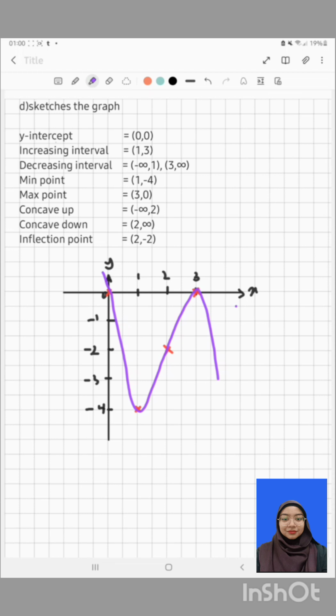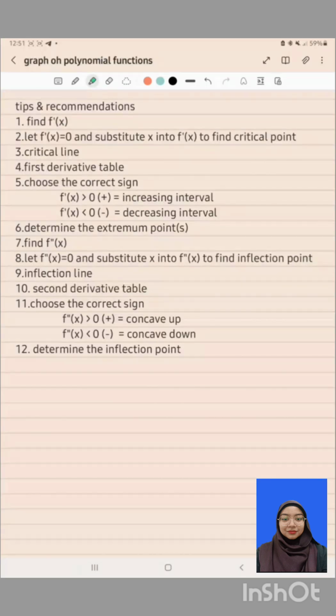As for the conclusion, we will look into tips and recommendations on solving graphs of polynomial functions. First, find f prime x, and second, let it equal to 0 and solve for x, then substitute x into f prime x to find the critical point. And 3, draw the critical line. And then we can construct the first derivative table, and you can choose the correct sign: if more than 0, positive, meaning increasing interval. Below 0, it means negative, which is decreasing interval.